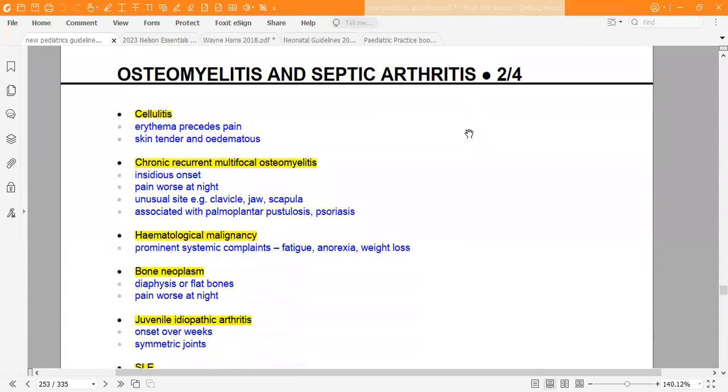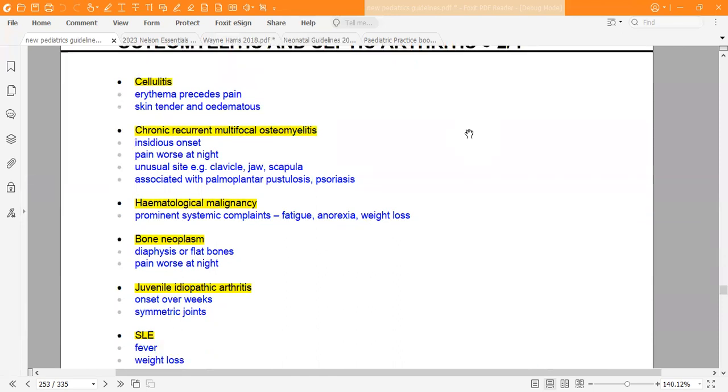We have cellulitis: erythema precedes pain, skin tender and edematous. Chronic recurrent multifocal osteomyelitis. So this is going to be insidious onset, pain worse at night, unusual sites, for example, clavicle, jaw, and scapulae, associated with palmoplantar pustulosis or psoriasis. Okay, so this is chronic recurrent multifocal osteomyelitis.